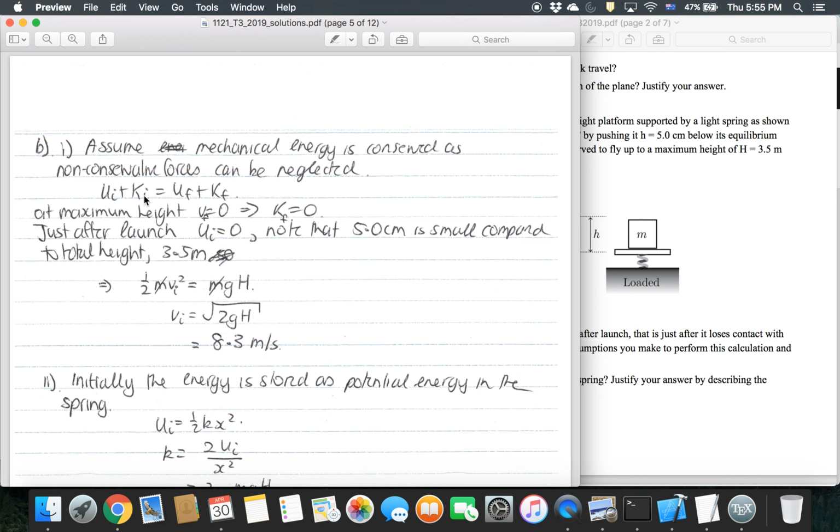From the argument we just went through, we see that Ui is 0 and Kf is 0. So really all we're trying to do is equate the initial kinetic energy with the final potential energy. That's given in this equation here: half m vi squared equals mgh. A bit of simple algebra, rearrange it, put in the numbers and you get 8.3 meters per second, which is reasonable.